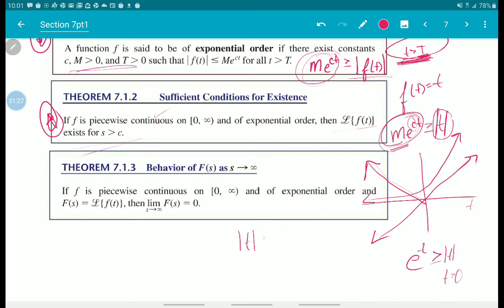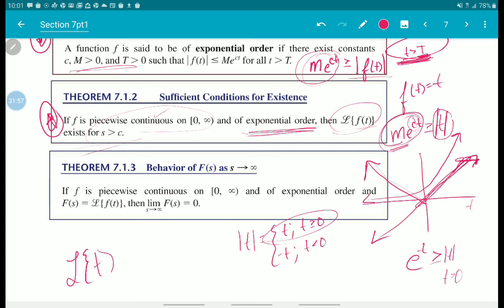So we have something that's piecewise continuous on 0 to infinity. Remember, we could take the absolute value of t and rewrite it: the absolute value of t is equal to t, as long as t is greater than or equal to 0, and it's negative t as long as t is less than 0. So we're meeting the piecewise continuous condition. It's of exponential order because there's an exponential function that lives above it. That means the Laplace has to exist. And in this case, the Laplace of t was 1 over s squared.